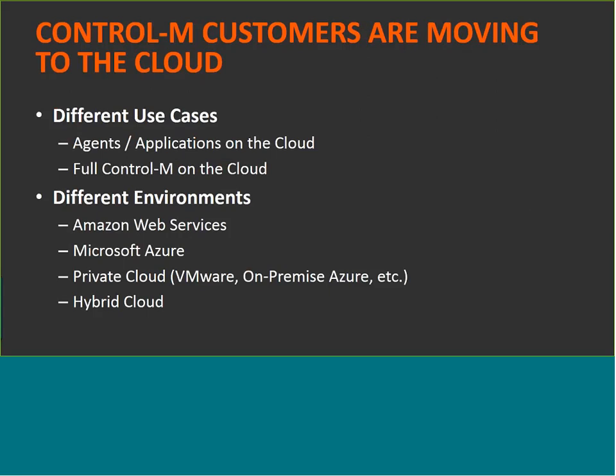And the myriad of environments that we are seeing are pretty much the standard ones that you would expect. We're seeing a lot of Amazon Web Services. We're seeing a lot of Microsoft Azure. We're seeing a lot of the private cloud type of implementations on things like VMware and on-premise Azure. And of course, we see a lot of hybrid cloud as people start embracing the move from an on-premise data center type of structure to a more virtualized and a more compute-savvy implementation of a data center.